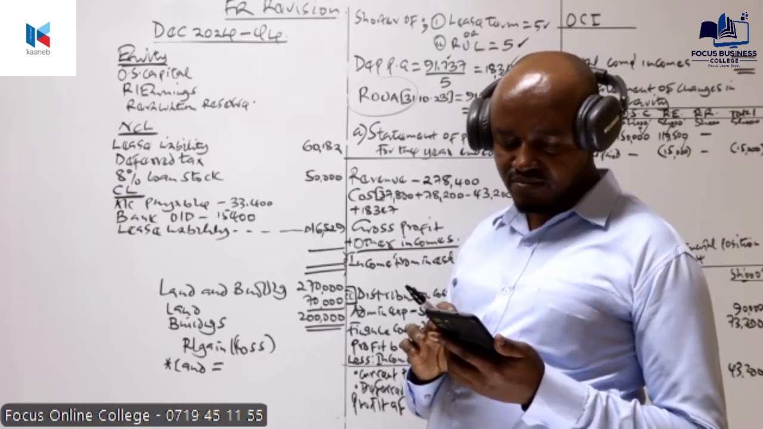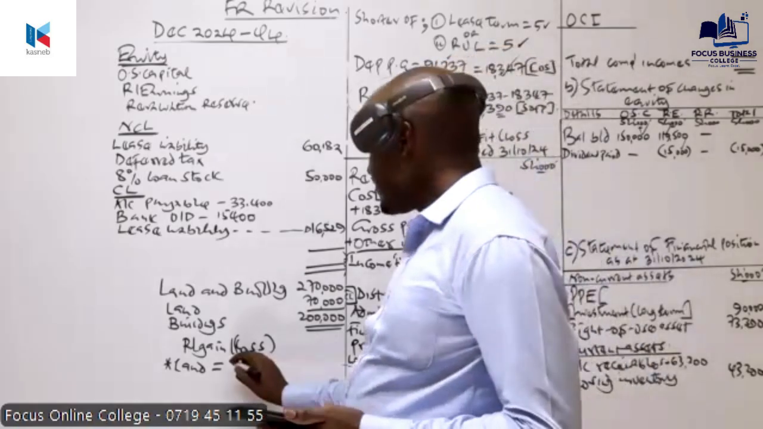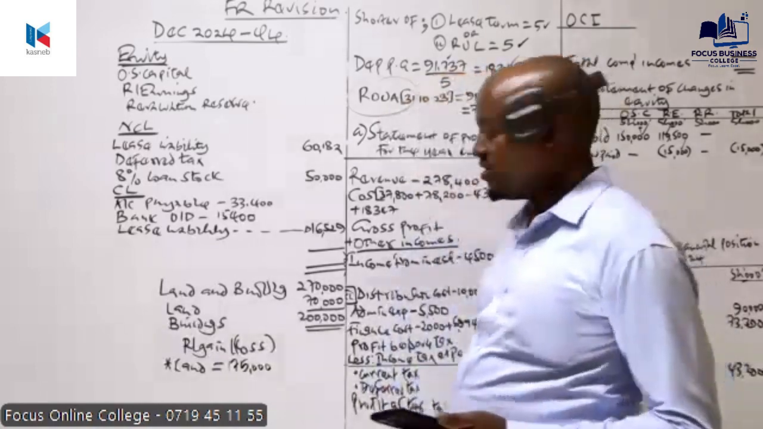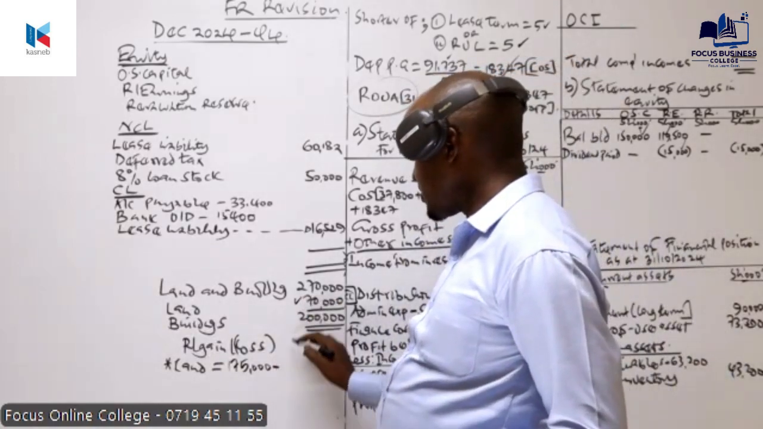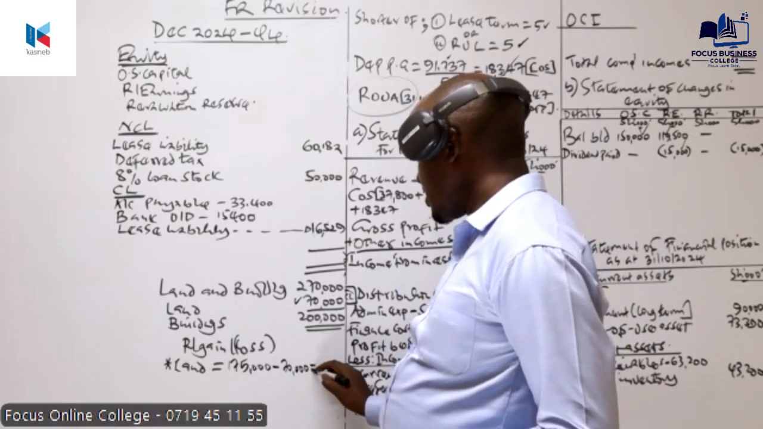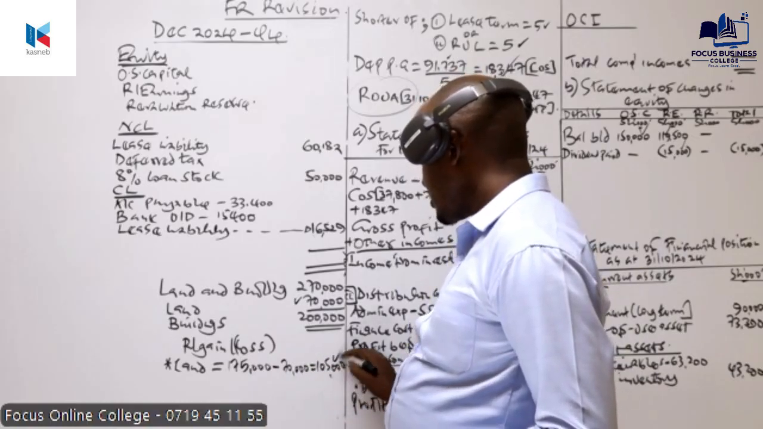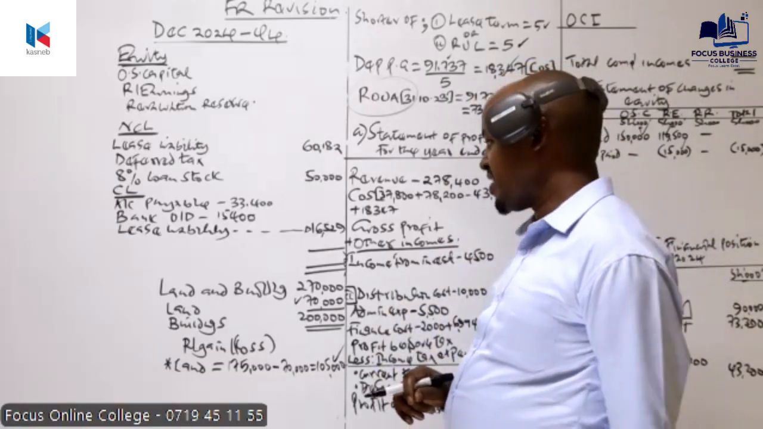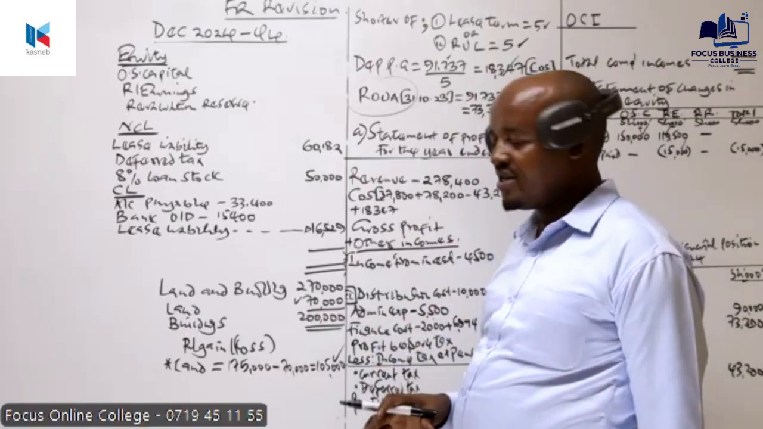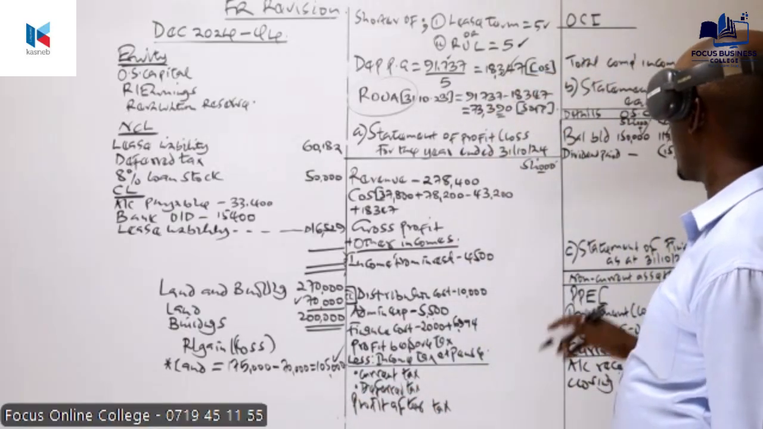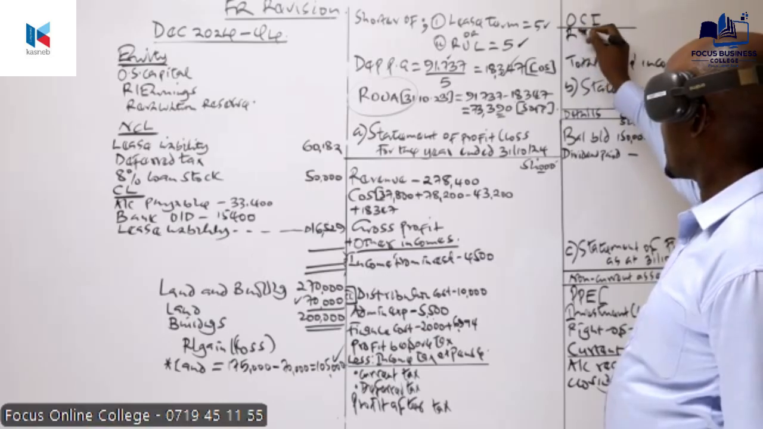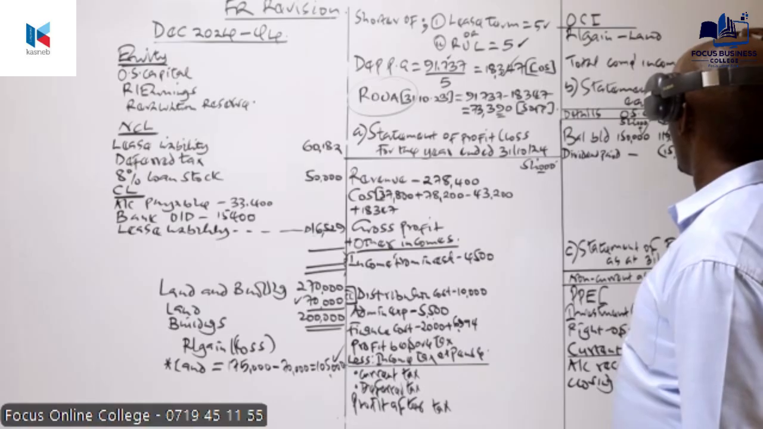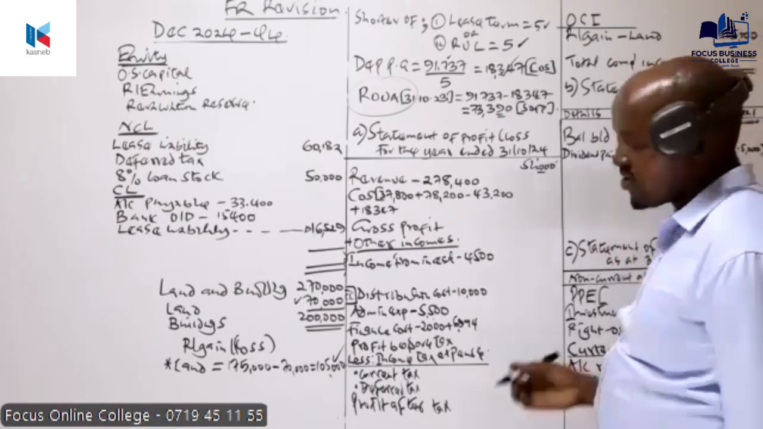So the revalued amount for land is 175 million. We compare that with the cost. And basically this will give us 105 million. Yes. So land was revalued upward by 105. Now that one is part of OCI. So we come here and we say there was a revaluation gain on land of 105.